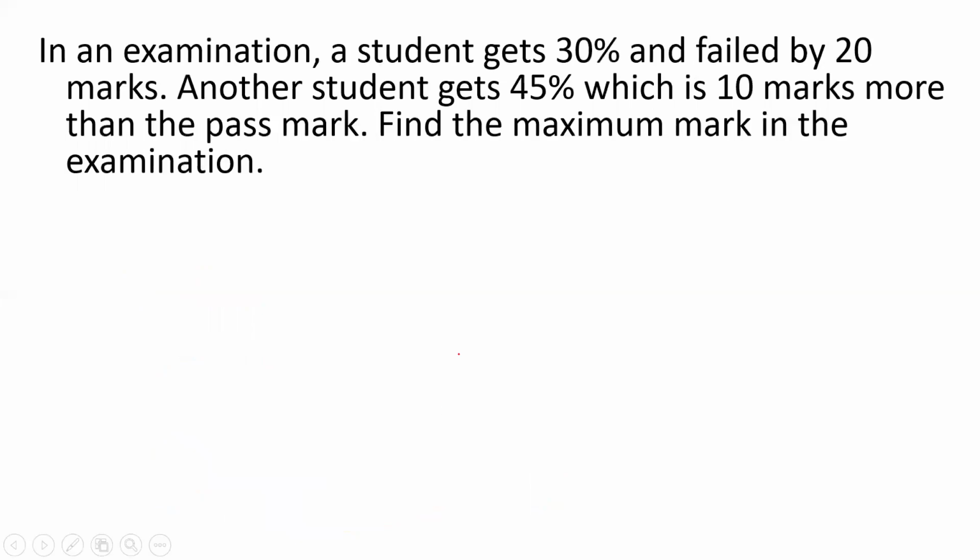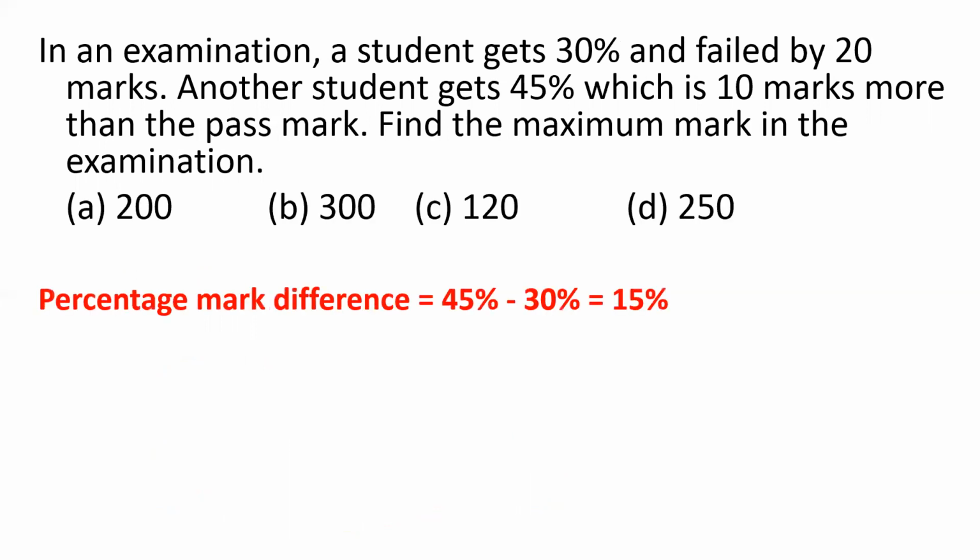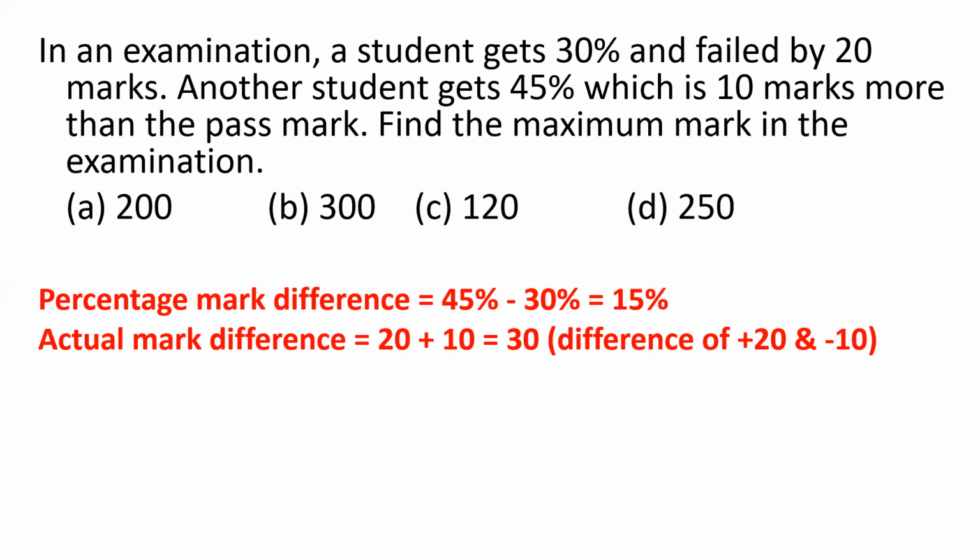Let's move to the next question. In an examination, a student gets 30% marks and fails by 20 marks. Another student gets 45% marks, which is 10 marks more than the pass mark. So what is the maximum mark in the examination? The difference between the percentage of marks obtained by two students is 15%. What is the difference between the actual marks scored? That is equal to 30.